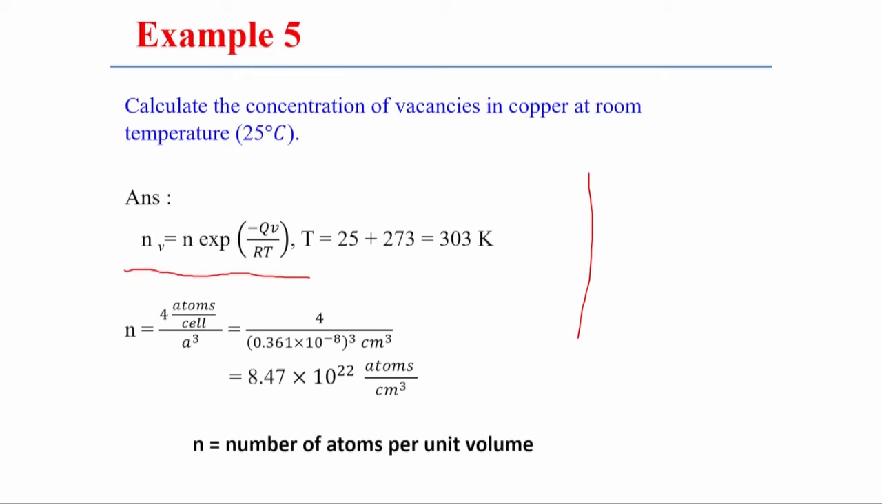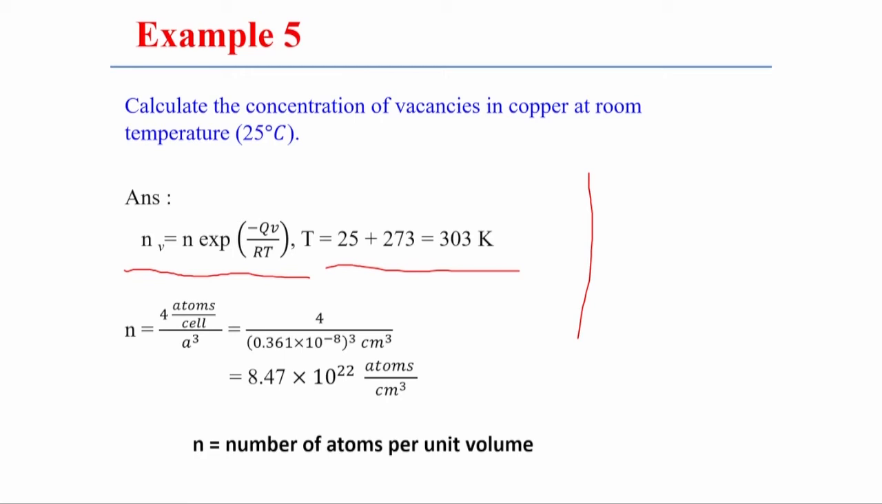Now, here the temperature is given as room temperature, 25 degrees. When you try to solve this problem, it is better to use the temperature in Kelvin, not in degrees centigrade. So we are converting the temperature unit to Kelvin. Then we can find out the number of atoms per unit volume, to calculate the concentration of vacancies in copper.